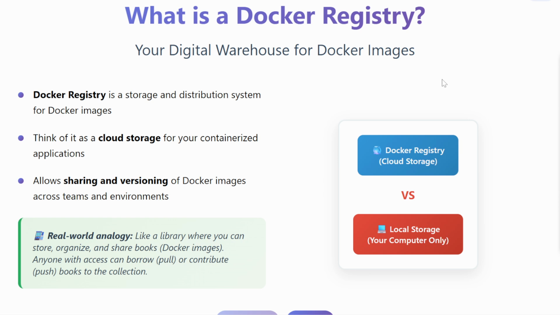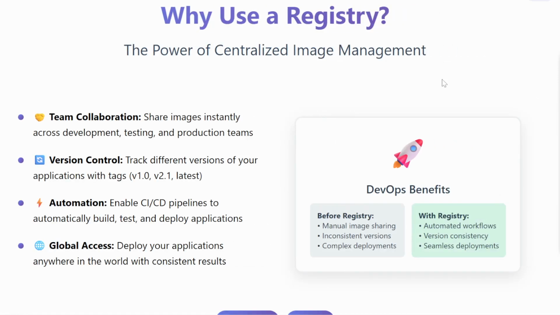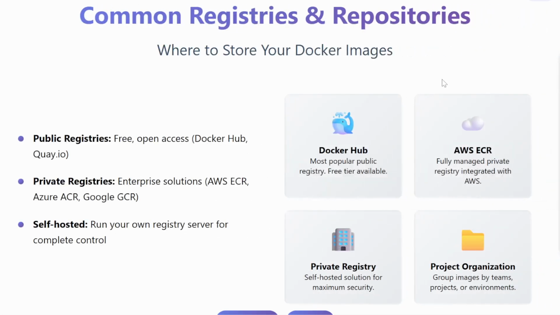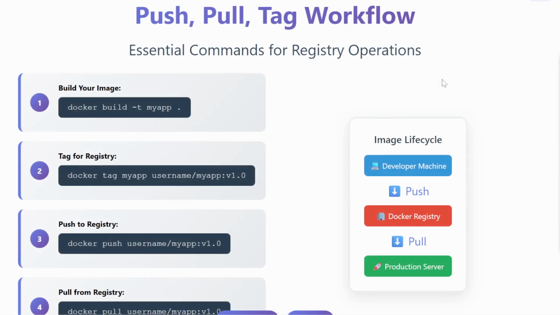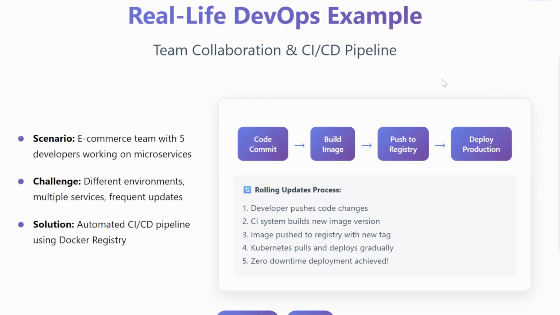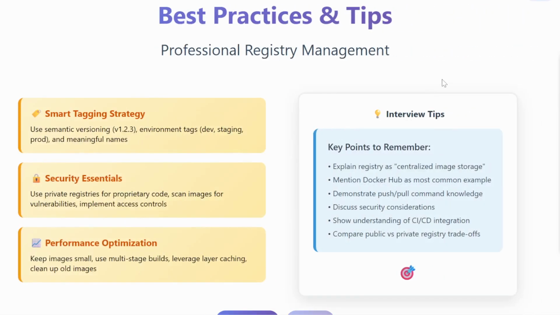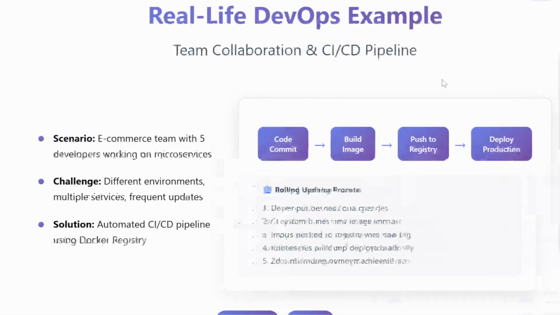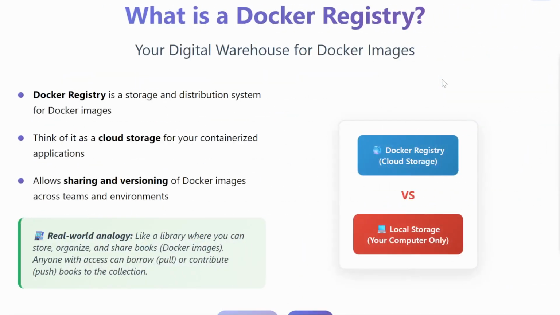Here in this particular video, we are going to discuss what a Docker registry is and why we need to use a registry first of all, some common registries in the market and repositories, and how to pull an image, push an image, and tag an image, like what exactly the image workflow and life cycle will be, real-time DevOps examples, and some best practices and tips. So without further ado, let's enter into the video and have a discussion around it.